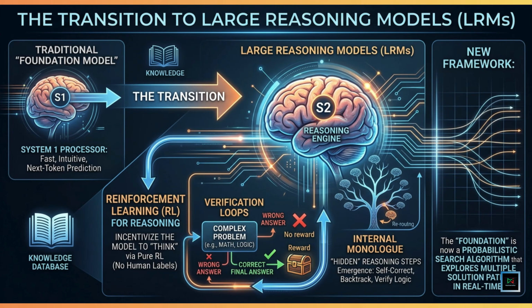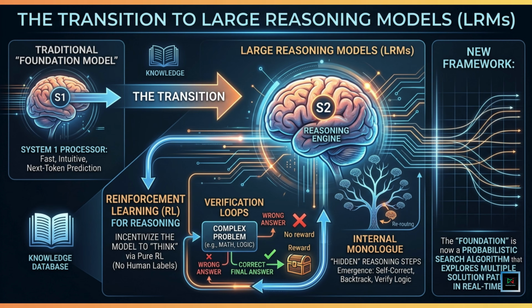The traditional foundation model was largely a System 1 processor. It relied on fast, intuitive next token prediction. Modern research has introduced System 2 capabilities, where the foundation acts as a reasoning engine. Rather than relying solely on human-labeled examples, researchers now use pure reinforcement learning to incentivize the model to think. The model is given a complex problem and receives a reward only for a correct final answer.